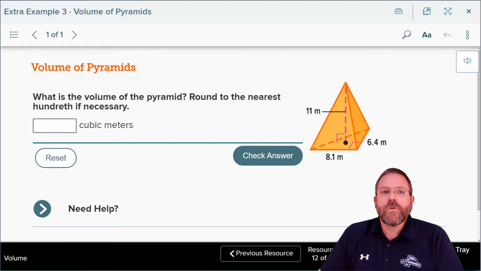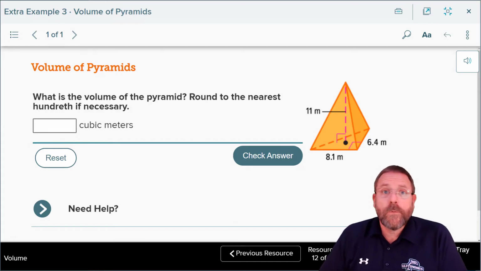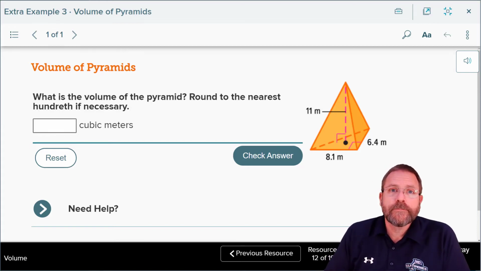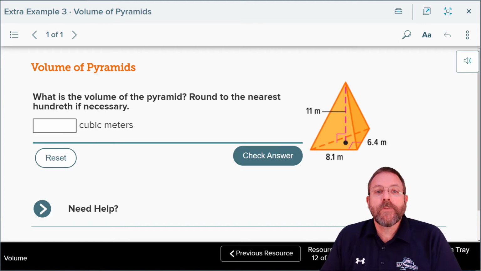Now it is time for you to pause the video and work this problem on your own. Go ahead and do that. Pay special attention to the fact you have a triangular pyramid here.